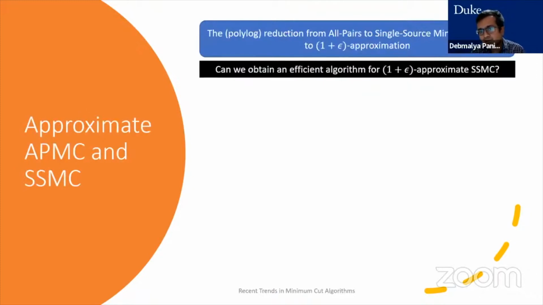As I said, the polylog reduction from all pairs to single source min cuts is robust to approximation. And therefore, the natural question is, can we obtain an efficient algorithm for 1 plus epsilon approximate single source min cuts? If I can do that, then I would solve 1 plus epsilon approximate all pairs min cuts as well.